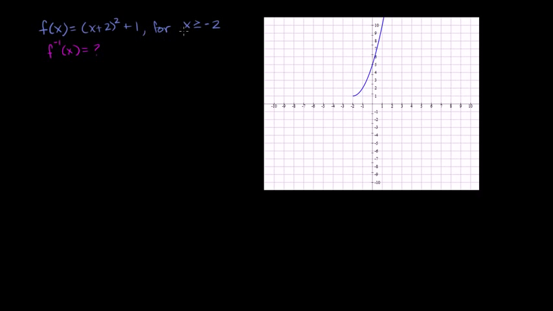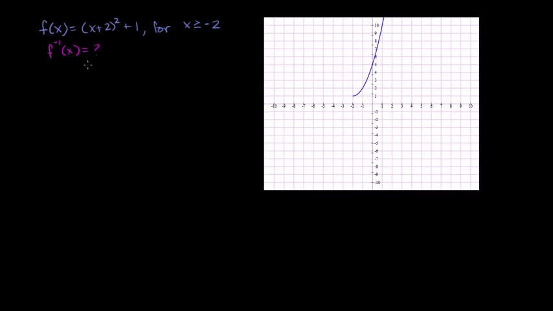And I'll leave you to think about why we had to constrain x to being greater than or equal to negative 2, and why it wouldn't have been possible to find the inverse if we had just left it as the full parabola. Maybe I'll make a future video about that. But let's just figure out the inverse here.